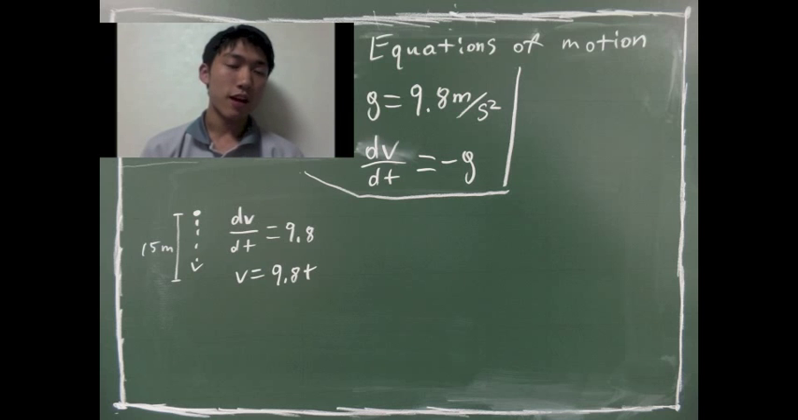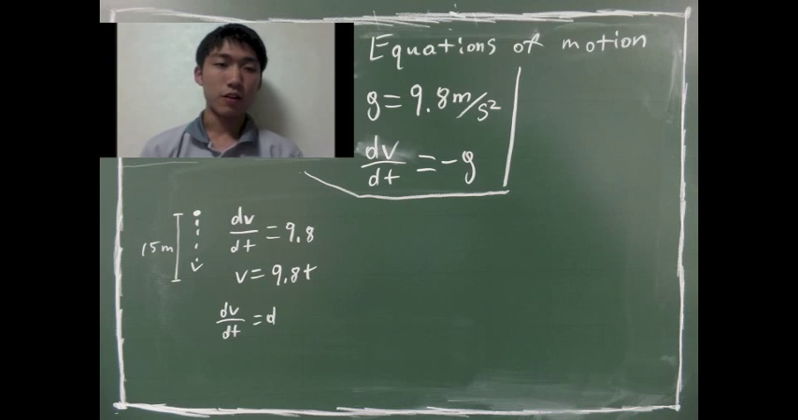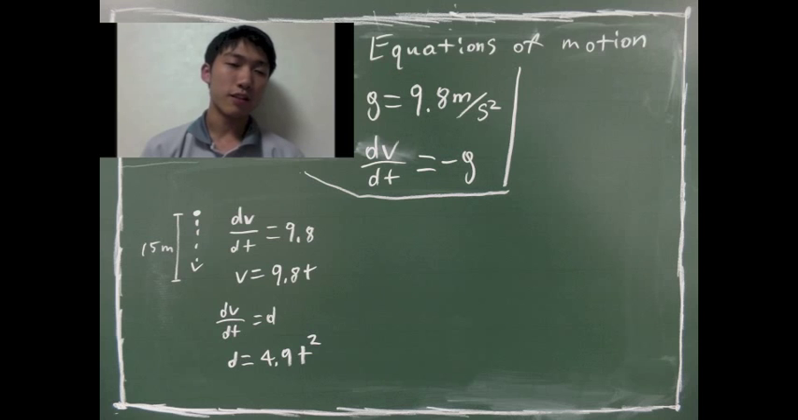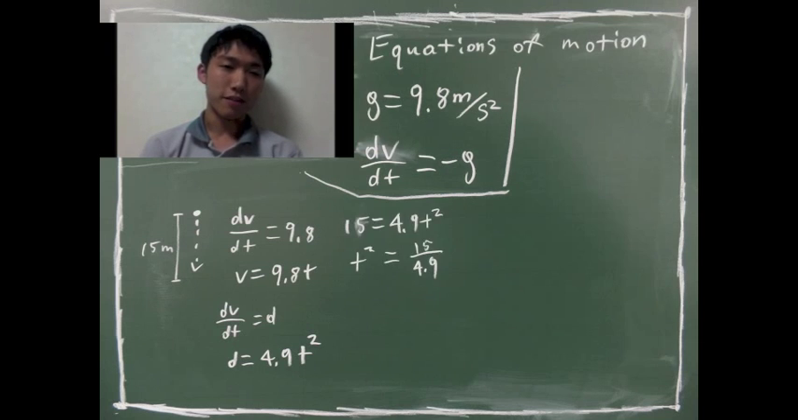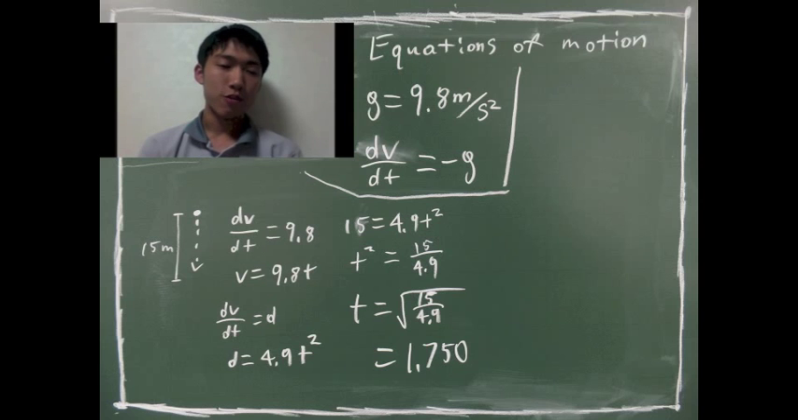distance traveled as a function of time. We do this by stating that ds over dt equals velocity, and then from there we can calculate that distance equals 4.9t squared, which is the antiderivative of 9.8t. Since the distance that we're trying to calculate for is 15 meters, we set 15 as d and solve for t. After some arithmetic calculations, we can see that the answer eventually is 1.750 seconds.